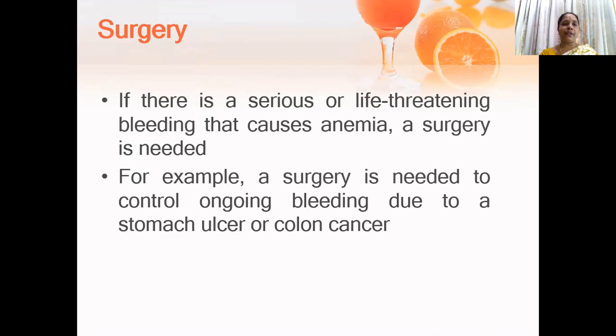Surgery. If there is a serious or life-threatening bleeding that causes anemia, a surgery is needed. For example, a surgery is needed to control ongoing bleeding due to a stomach ulcer or colon cancer.